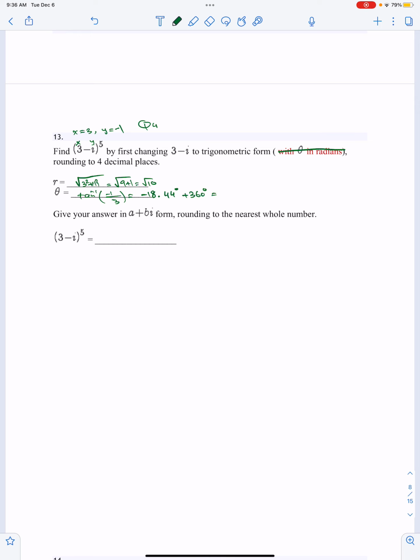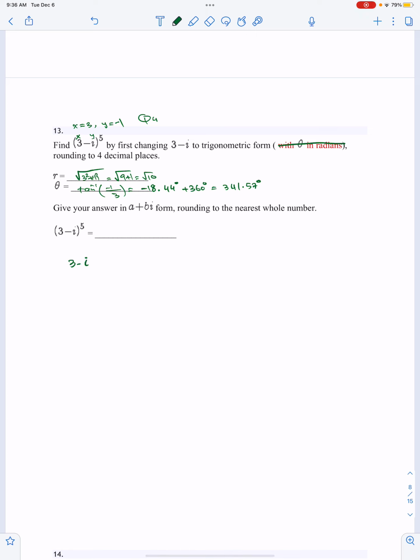So if I add 360 degrees, I will get 341.57 degrees. Now, I'm going to say 3 minus i in polar form is square root of 10 cosine 341.57 degrees plus i sine 341.57 degrees. Now, if I raise this to the fifth power, then that means I'm going to raise the polar form to the fifth power.